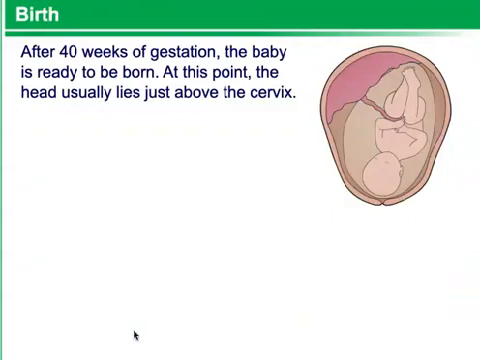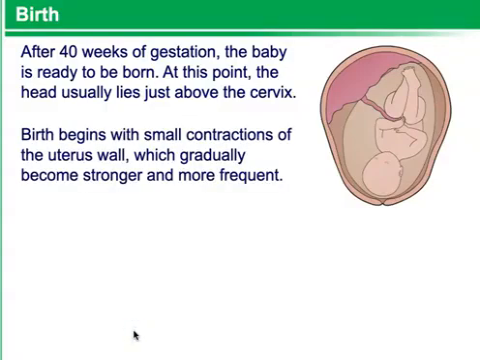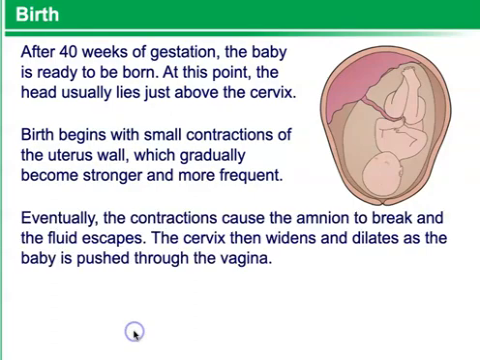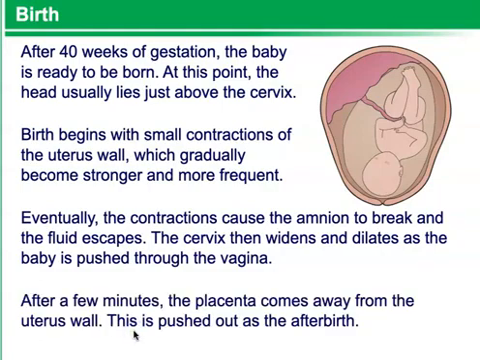Birth. After 40 weeks of gestation, the baby is ready to be born. At this point, the head usually lies just above the cervix. Birth begins with small contractions of the uterus wall, which gradually become stronger and more frequent. Eventually, the contractions cause the amnion to break and the fluid escapes. The cervix then widens and dilates as the baby is pushed through the vagina. After a few minutes, the placenta comes away from the uterus wall. This is pushed out as the afterbirth.